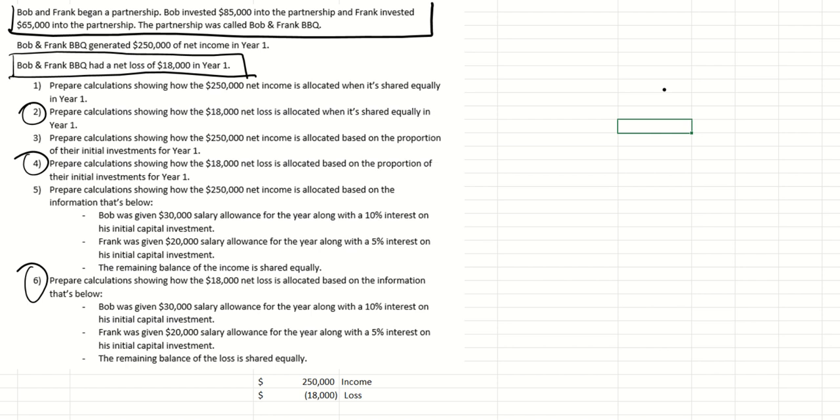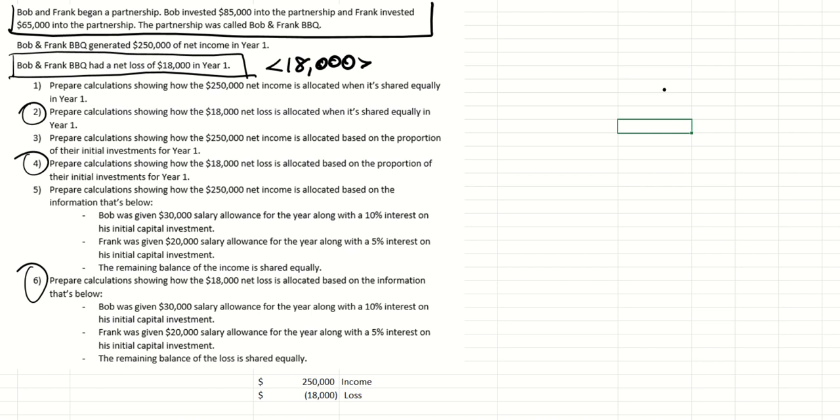Given the scenario here, Bob and Frank began a partnership. Bob invested $85K into the partnership and Frank invested $65K. Bob and Frank Barbecue, that's the name of the company, had a net loss of $18,000 in year 1. So I'm just going to put this over here, 18,000 as a net loss. The brackets mean it's a minus, it's a loss.